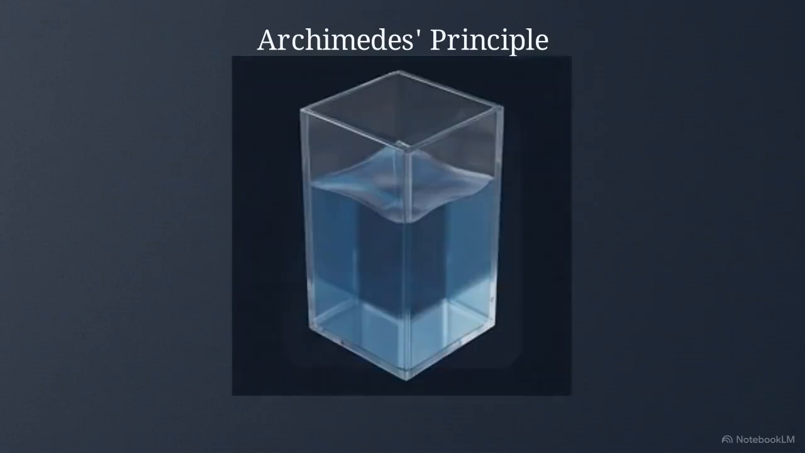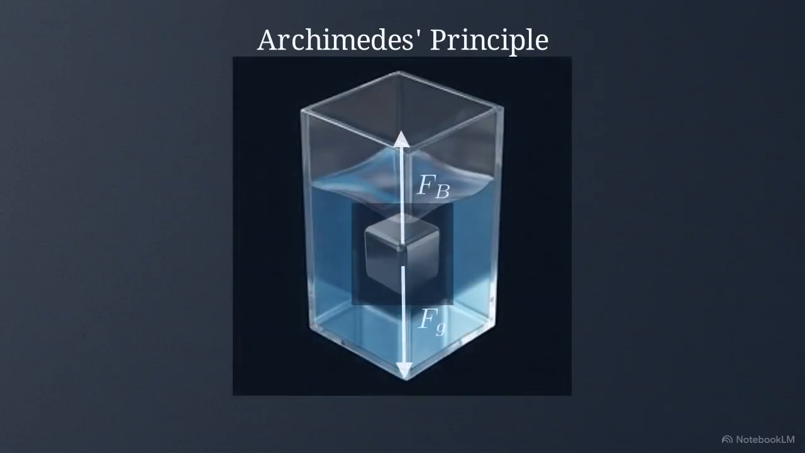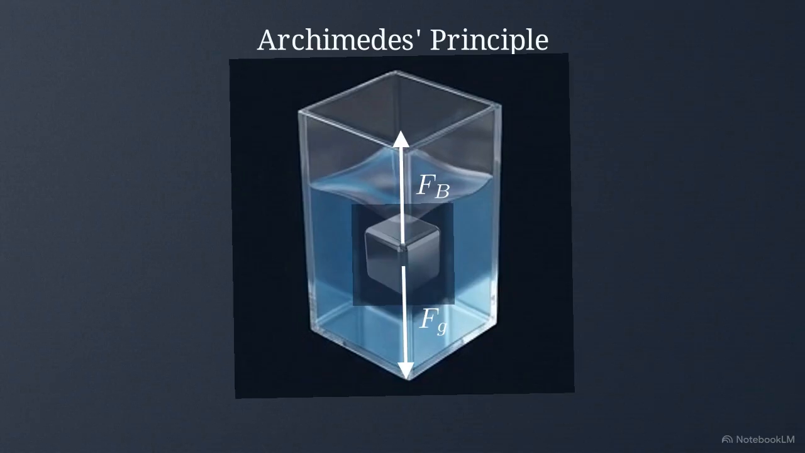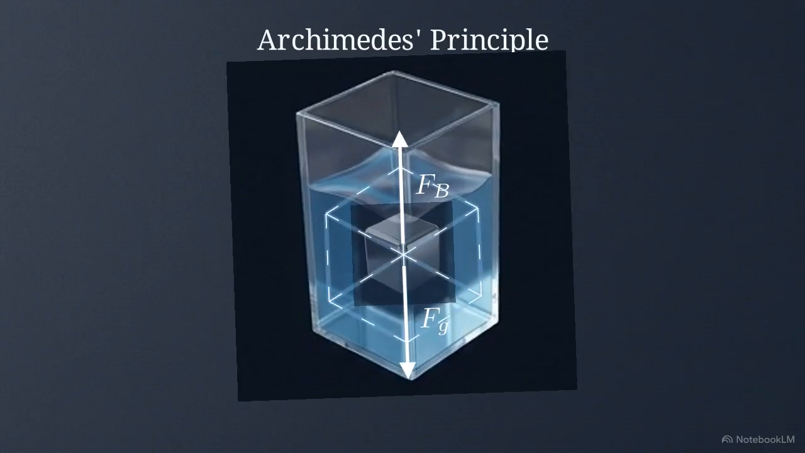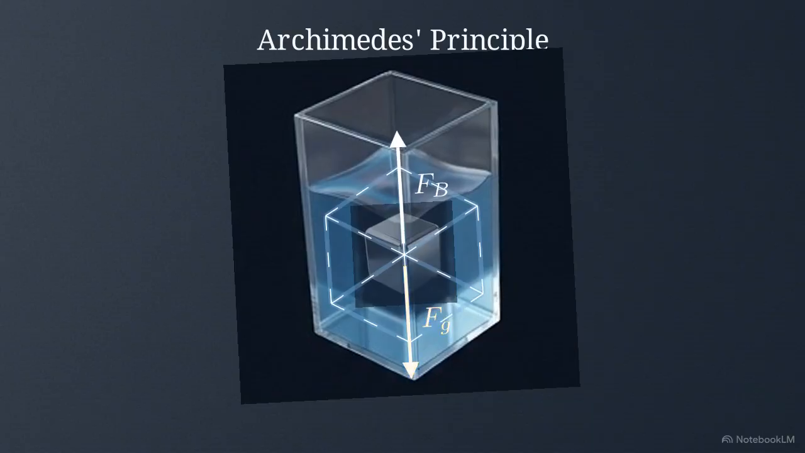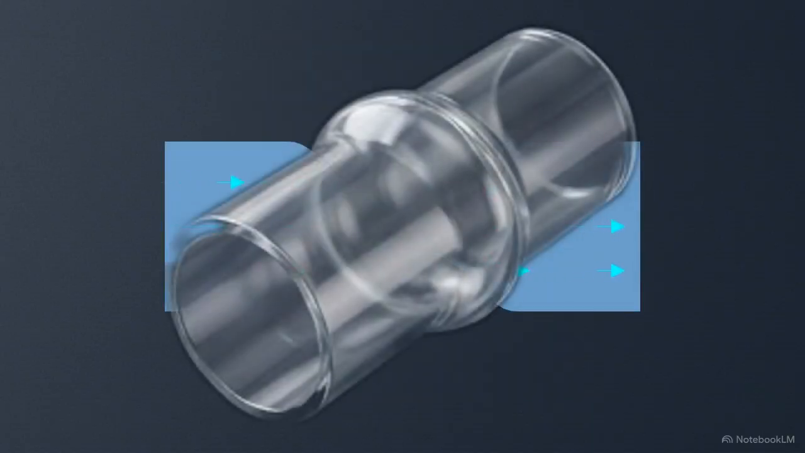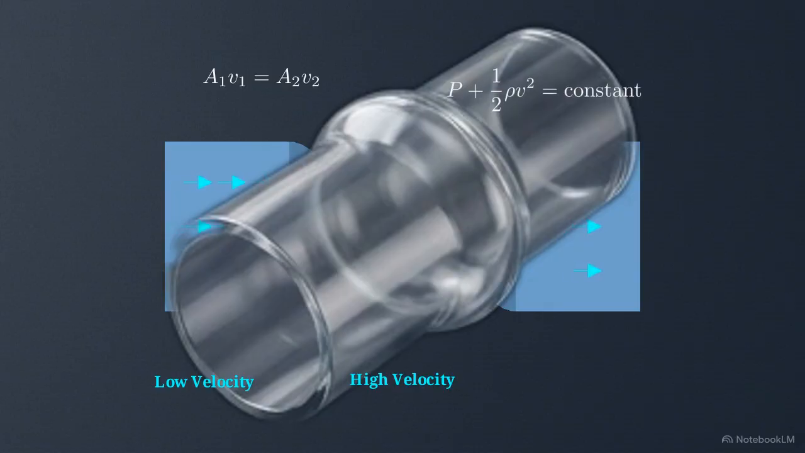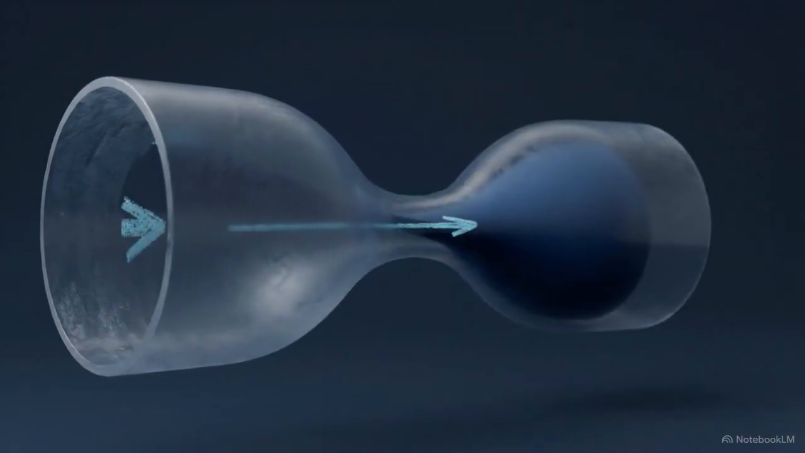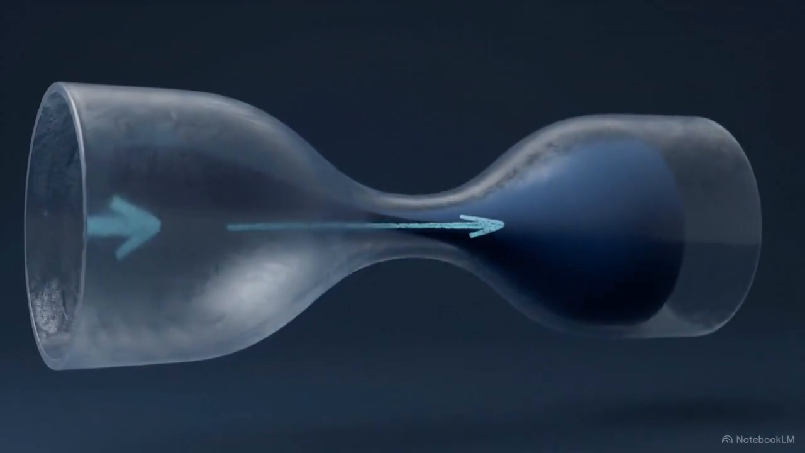Fluid mechanics applies these core rules to continuous, flowing materials. Archimedes' principle explains buoyancy. Notice the upward buoyant force vector on this cube. That push is determined exclusively by the weight of the fluid that the object pushed out of the way, not the weight of the object itself. Bernoulli's principle links motion and energy in a moving fluid. As this pipe narrows, conservation of mass forces the liquid to speed up. As the velocity increases, the internal pressure drops.